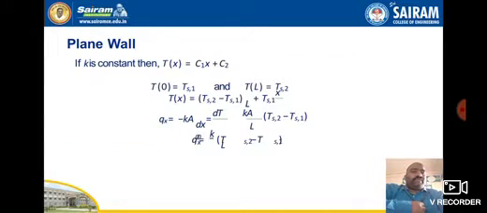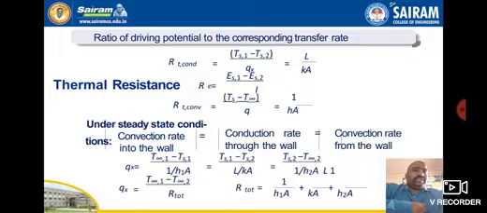Suppose for a plane wall, if you consider k constant, then T of x is equal to C1x plus C2. Then substitute the initial and boundary conditions in the above equation and find the values. That is the ratio of driving potential to the corresponding transfer rate, that is T1 minus T2 divided by Qx. Also we write it as L by kA. Thermal resistance we can also write as E1 minus E2 divided by I in the case of electric resistance. If you want to calculate thermal resistance for convection, that is Ts minus T infinity divided by Q, or we can write it as 1 by hA. So this is how we can write the thermal resistance for conduction as well as convection.